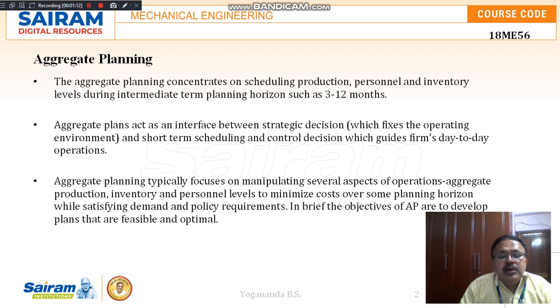Short-term scheduling is guiding firms' day-to-day operations, whereas the long-term decisions will last for 2 to 3 years. Aggregate planning typically focuses on manipulating many aspects of operations like production, inventory, and HR personnel levels, so that the cost will be minimized over a particular planning time duration, while at the same time satisfying the demand and policy requirements. In brief, the objective of aggregate planning is to develop plans which are feasible and optimal.